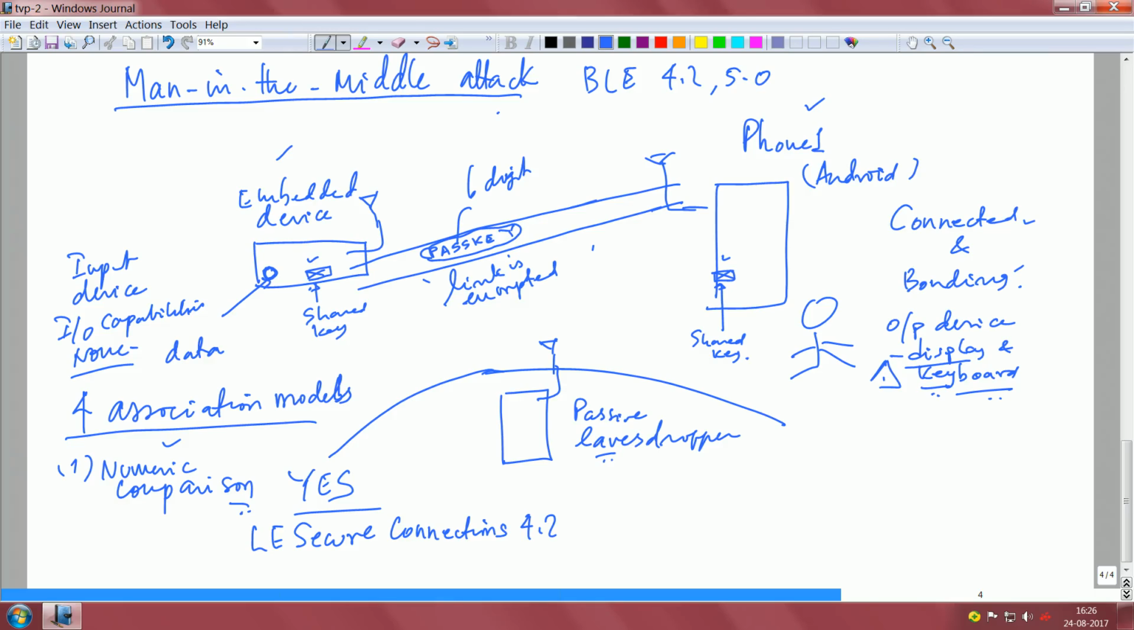The other way is I do not want to either use numeric comparison or I do not want to use the pass key method, pass key entry.